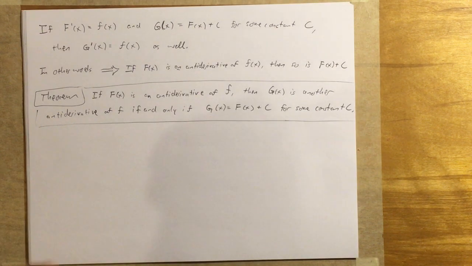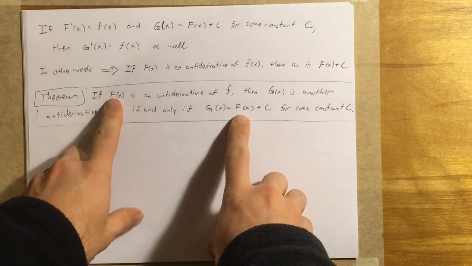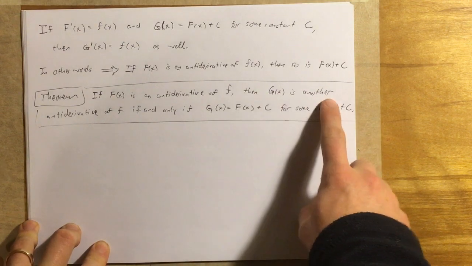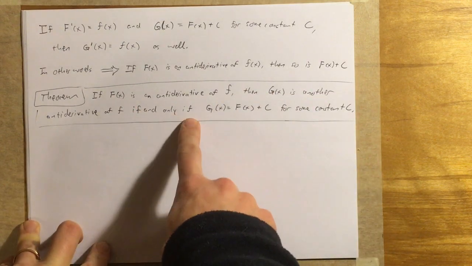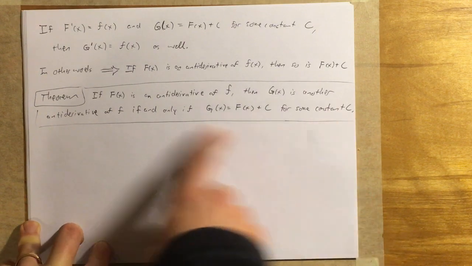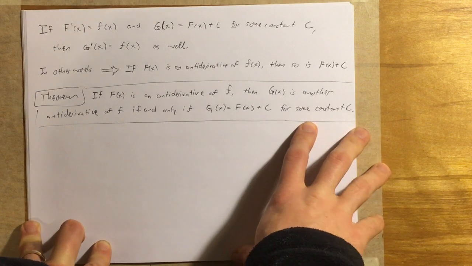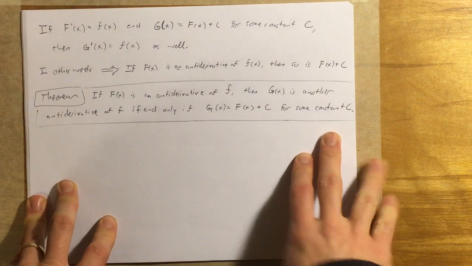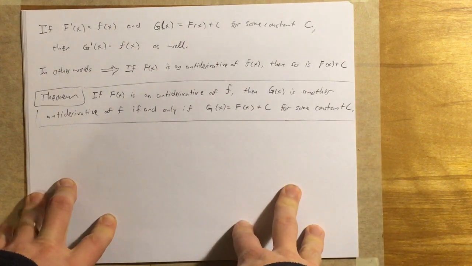It says that if capital F is an antiderivative of lowercase f, then another function, capital G, is an antiderivative of f if and only if capital G of x is equal to capital F of x plus a constant c, for some constant c. So this establishes that every time you add a constant, you get another antiderivative, and also every other antiderivative can be achieved by just adding a constant to the one you already found.